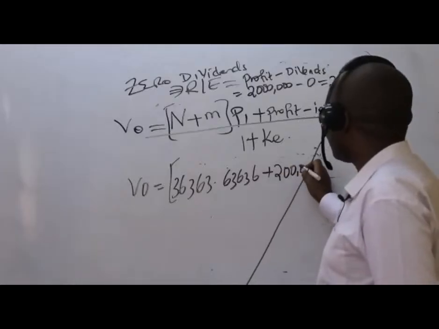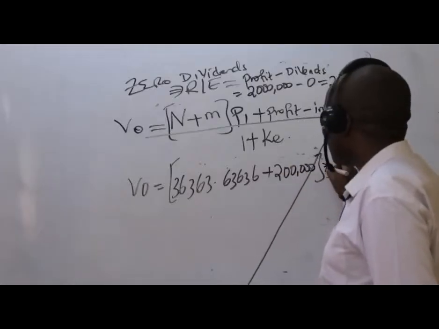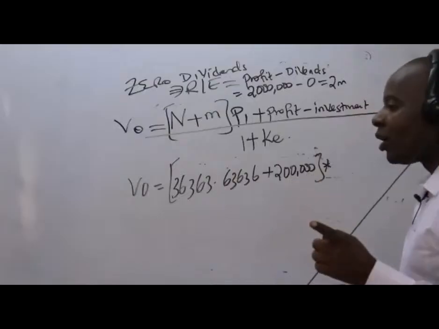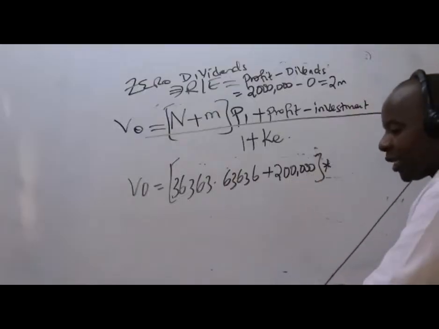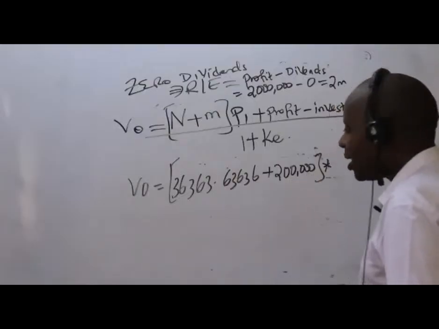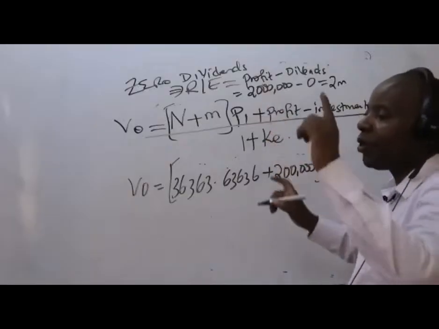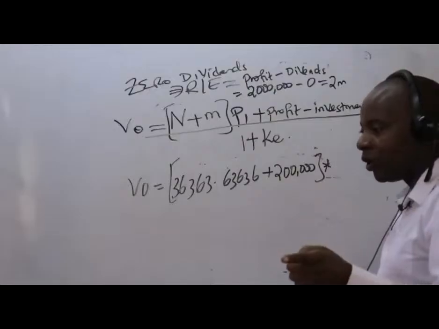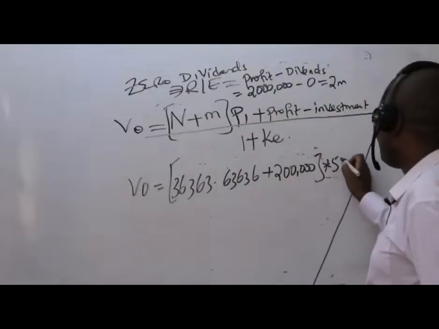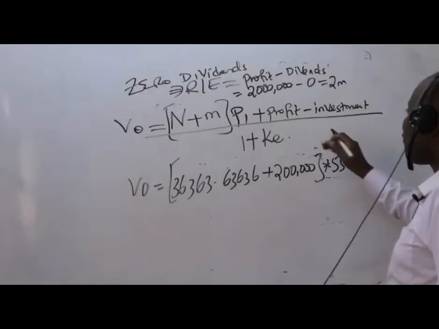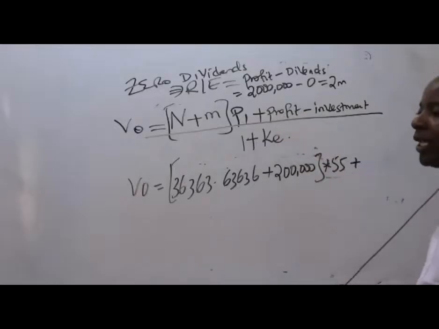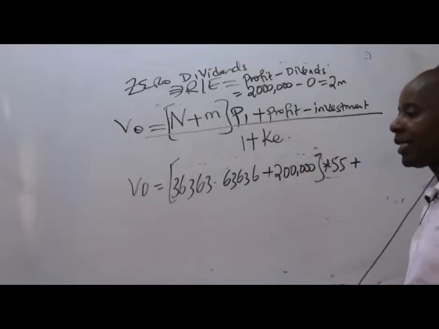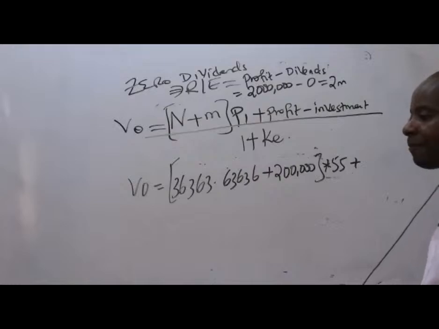Multiplied by P1. Who is able to give me the P1 to use? The P1 that I shall be using here will be the P1 for zero dividends policy that you have just given me a few minutes ago. 55, plus the profit we've generated as an organization. Profit over how much? Somebody.